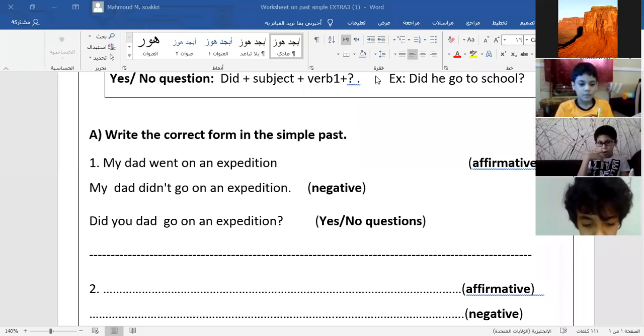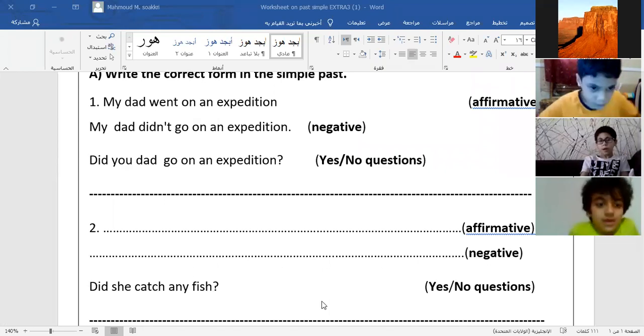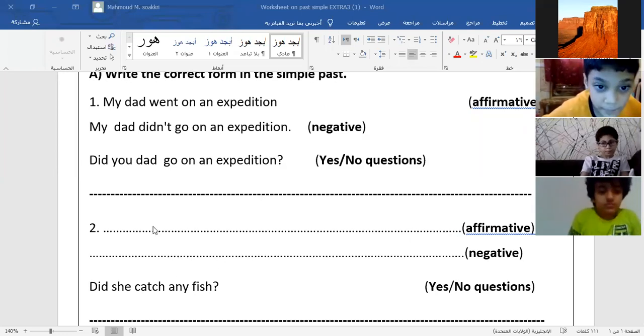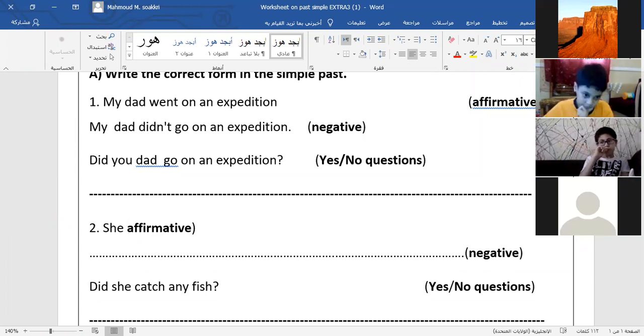Ahmed Atiyah? Yes. We have your question: Did she catch any fish? We want to make it a sentence. In the sentence, we start with she. And because the question is in the past, we have to use verb two. What is verb two? Is it catch or caught? She caught. Yes, she caught, because verb two is caught. And we change any into some. She caught some fish. Thank you very much.